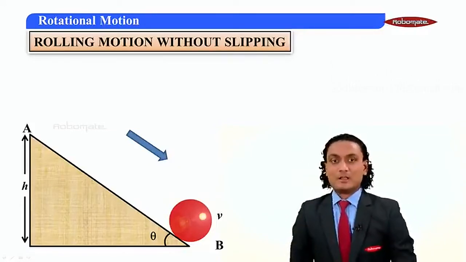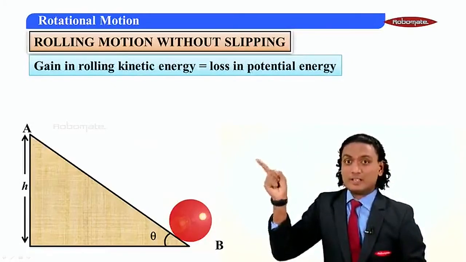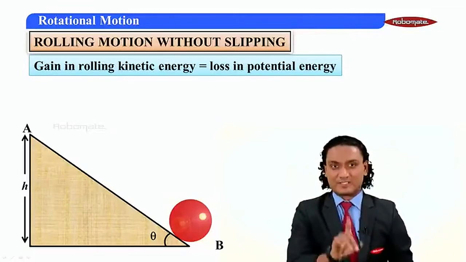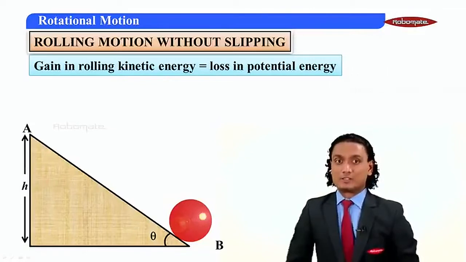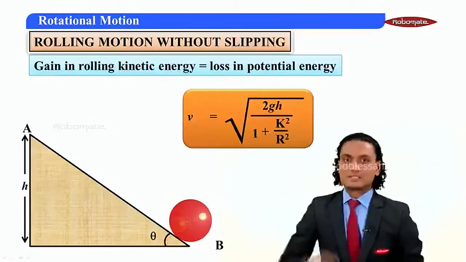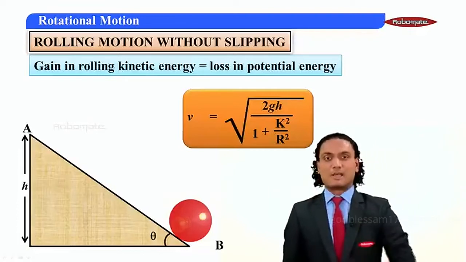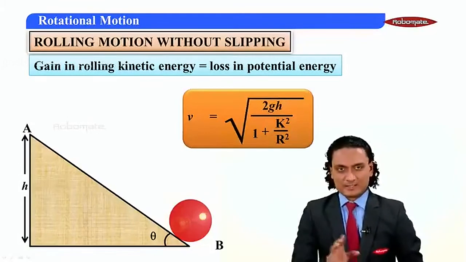Then how did we find out V? Very simple. We used the law of conservation of energy, and according to the law of conservation of energy, gain in rolling kinetic energy is equal to loss in potential energy. We used this and we got the value of linear velocity. V is equal to root of 2gh upon 1 plus k square by r square. So this is what we did in the last module.